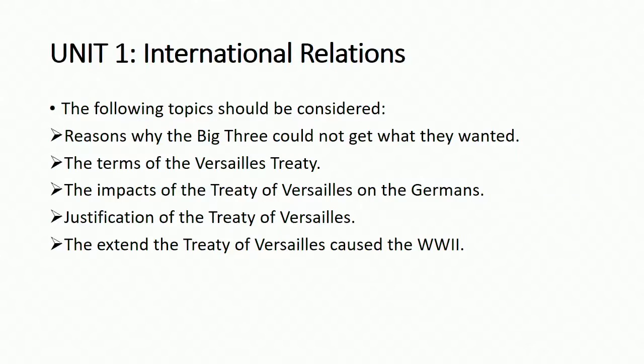So here we have reasons why the Big 3 could not get what they wanted. Who are the Big 3? The Big 3 are the leaders from 3 countries that were representing these countries in the Treaty of Versailles. Before the Treaty of Versailles was signed, these Big 3 had to meet at the Paris Peace Conference. The Big 3 were from France, USA, Britain.